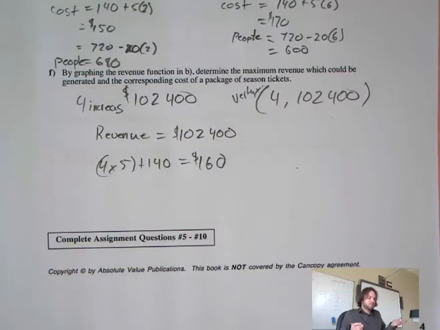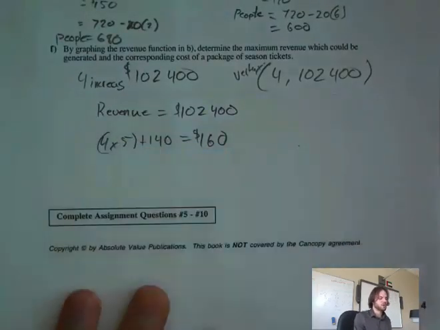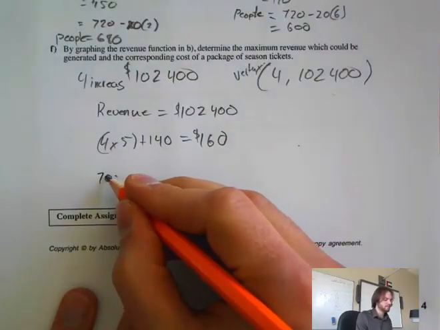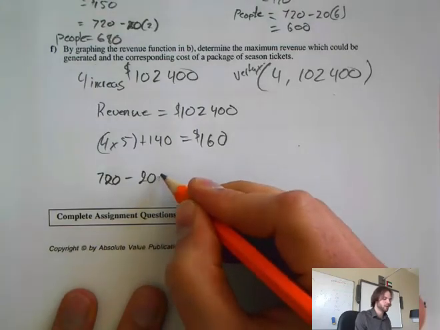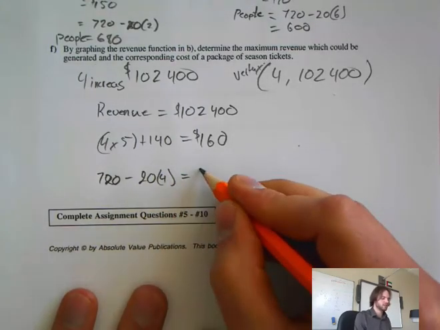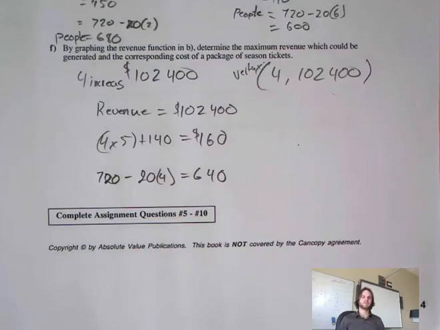And how many people will buy tickets? That's 720, and I'm going to subtract 20 multiplied by 4, which is going to give me 640 people. Okay? Hope you understand that.